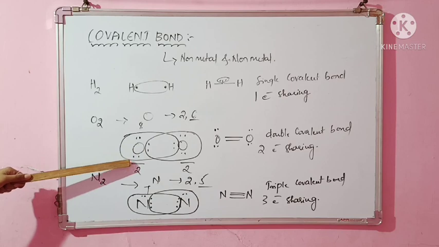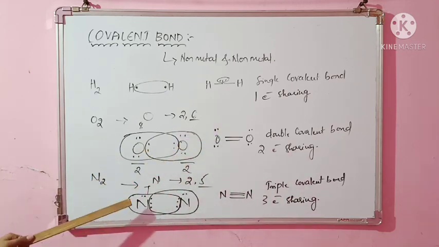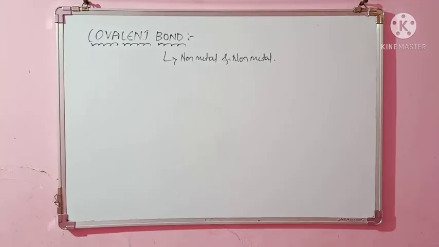Here in oxygen case what happens? It is sharing 2 electrons. Okay, so it is called as a double covalent bond. And in case of nitrogen it is 3 electron sharing, hence it is called as a triple covalent bond. Okay.